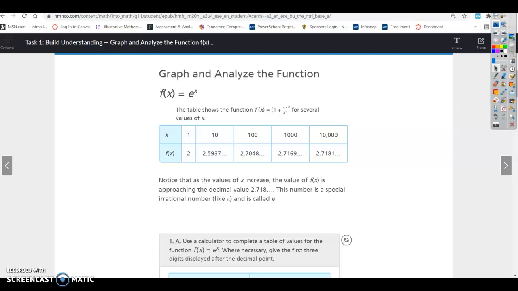Hey guys, today we're looking at lesson 8.2, the natural base E, and we're going to start with task 1.